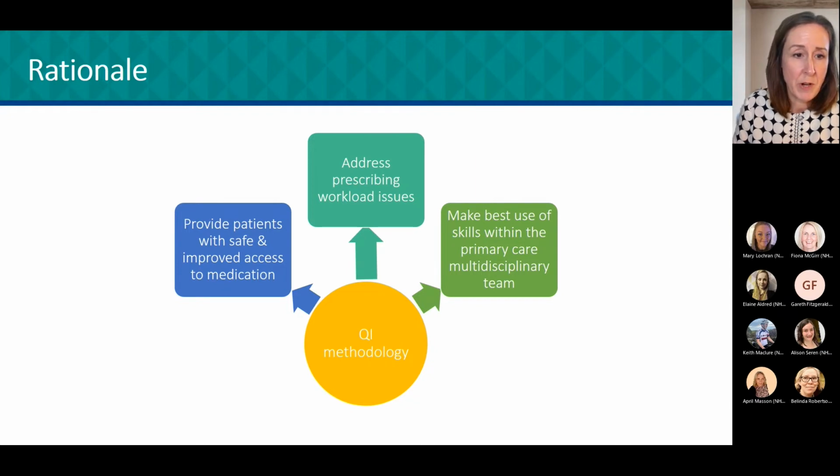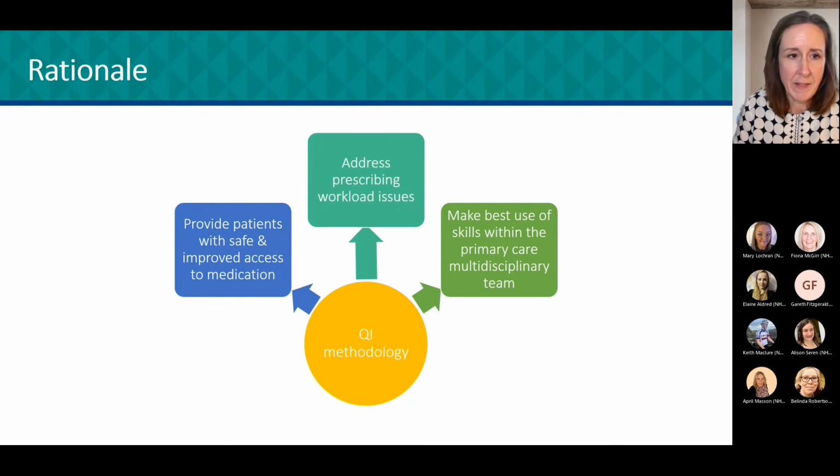So effective prescribing processes can do 3 things. Firstly, they can provide patients with safe and timely or even improved access to medication. Effective prescribing processes can also address our prescribing workload issues, and that's important as we remobilise from COVID and move towards winter, feeling quite overwhelmed with all the new and increasing patient demand that we've got. And thirdly, effective prescribing processes can make best use of the skills within our primary care multidisciplinary team, so thinking who's the right person to deal with acute prescriptions.